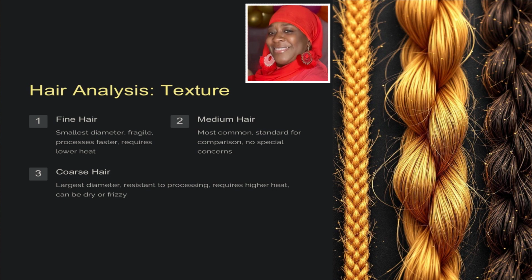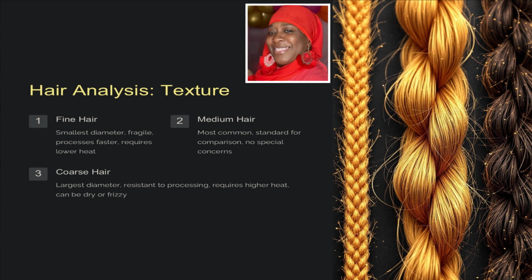Hair analysis. Texture. Hair texture is the diameter of an individual hair strand. Hair texture is classified as fine, medium, or coarse. Refer to figures 7-6, 7-8, and 7-9. It is common for hair from different areas of the head to have different textures. Fine hair has the smallest diameter, medium hair has an average diameter, and coarse hair has the largest diameter. Visualize fine hair as thread and coarse hair as yarn.